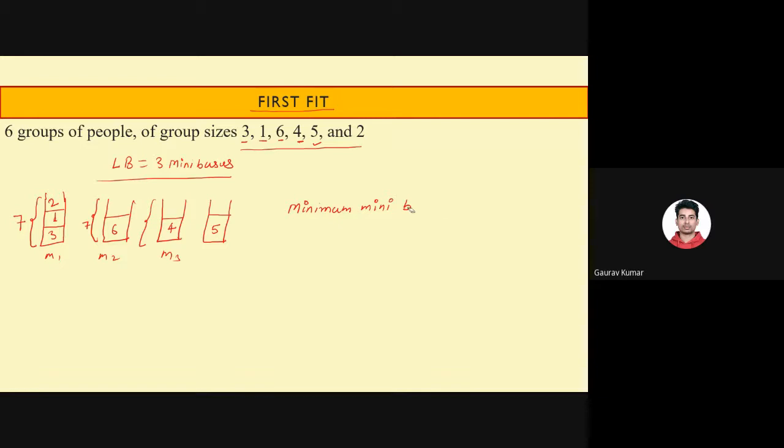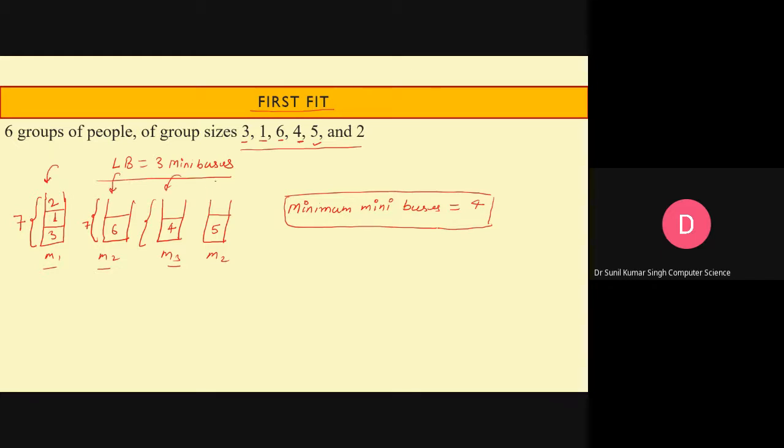Sir, why don't we fit 2 in the 5? Buses 4. Of course, we can put it into the 5 also, but the first fit algorithm tells that these are the 4 minibuses, and we have to check from the beginning. We check from here, then we come here, and then here, and then here. So I hope it is clear, right?